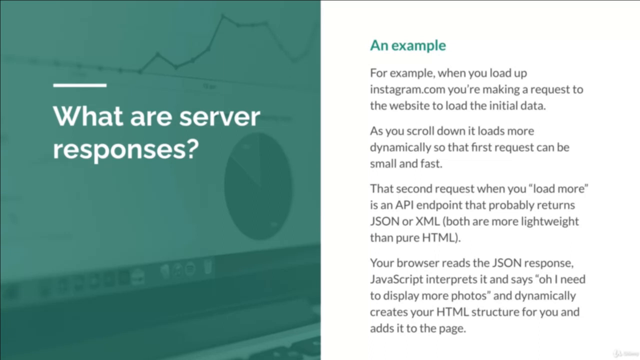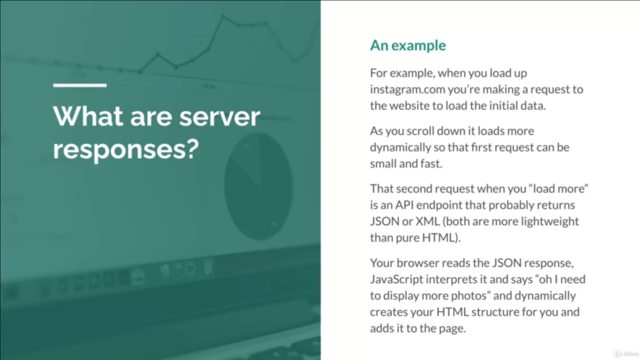So as an example, when you load up Instagram.com, you're making a request to the website to load the initial data. As you scroll down, it loads more and more images dynamically, so that the first request can always be small and fast. It really only shows you or tries to get like 2 or 3 images, but it's not going to ask for 1,000 images because that's going to be really slow to load. Your request is going to be a pretty small request payload, and that response is also going to be a fairly small response payload. And that just means that, for example, Instagram.com can load really, really fast.